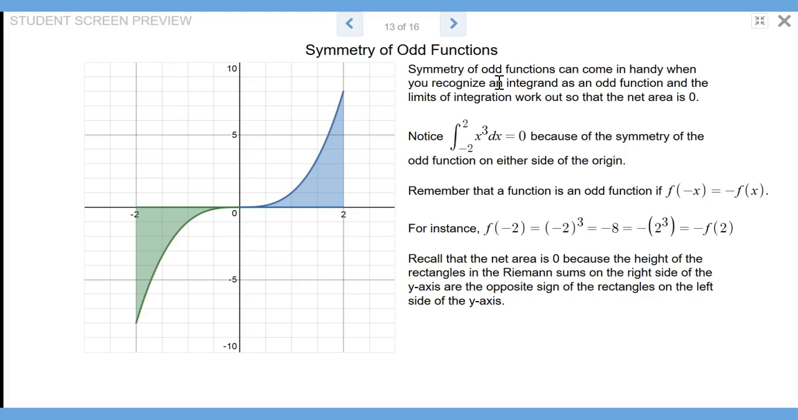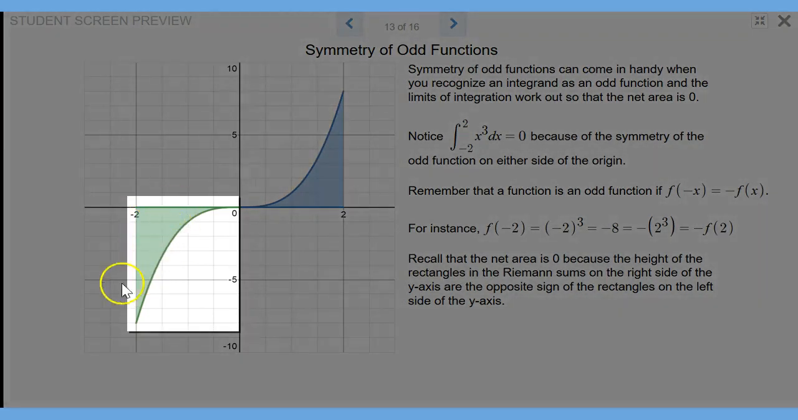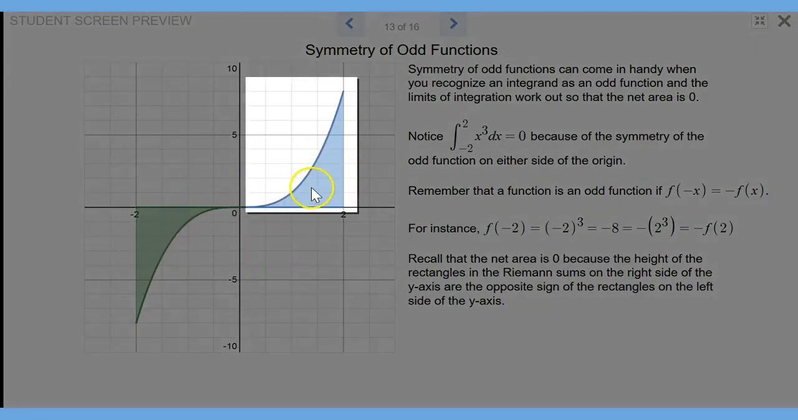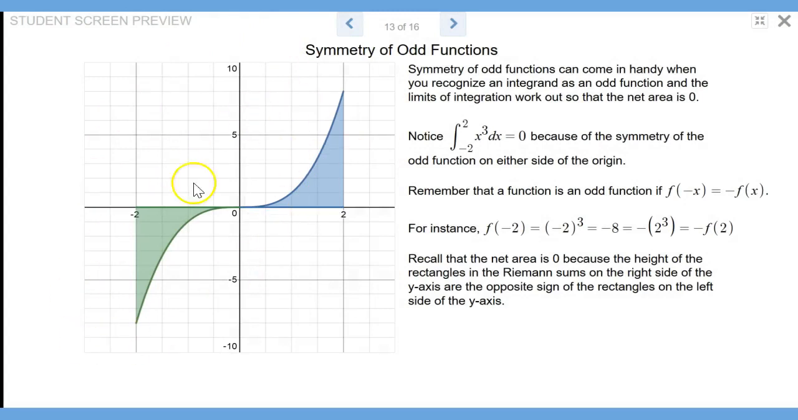If you have an odd function on an interval such as -2 to 2, where the upper limit 2 is the opposite of -2, because the heights of the rectangles here are negative values, yet they're the opposite of the heights of the rectangles here, we saw that they canceled out, right? So this definite integral was going to have a net area of 0. So if you can recognize that the integrand is an odd function and your limits of integration are right, so that you have that symmetry and the net area is 0, then you can just quickly identify the definite integral as 0.